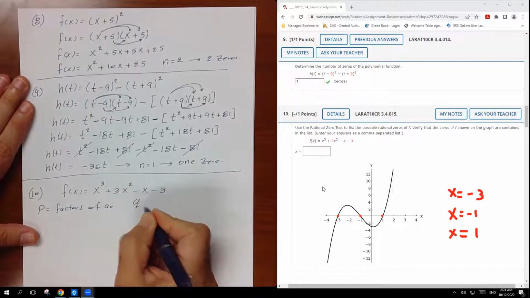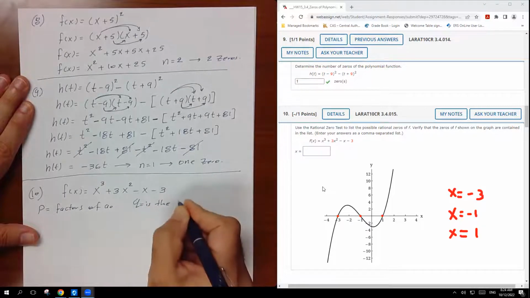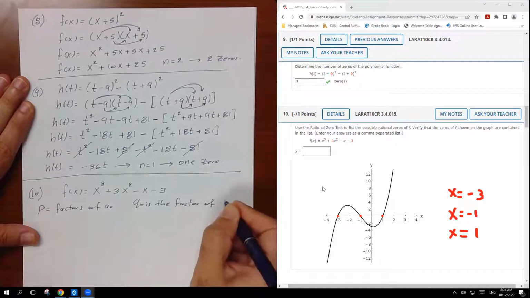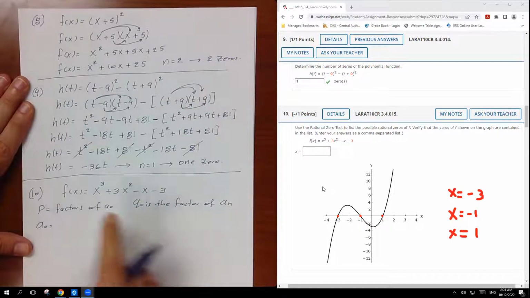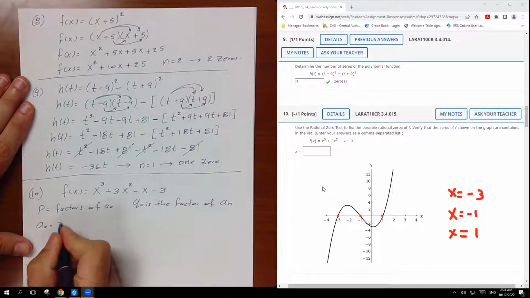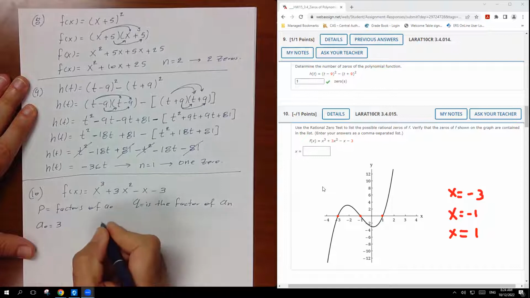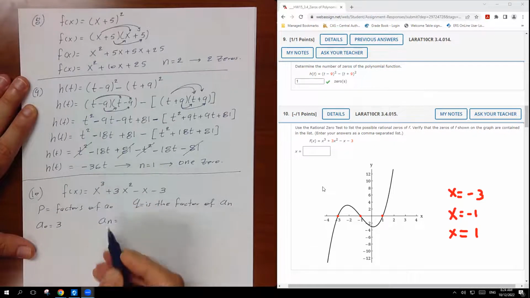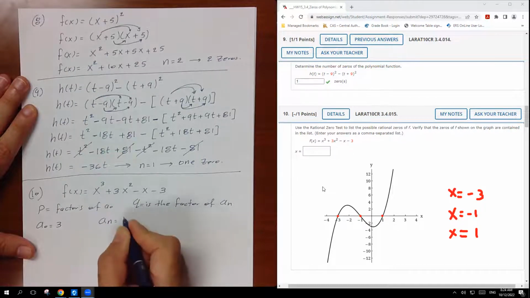And the Q is the factor of AN. So that's fine. A naught, which is the constant, is 3. I'm just going to take the number because I'm going to find all factors for this one. And AN is the leading coefficient for the polynomial, which is 1.